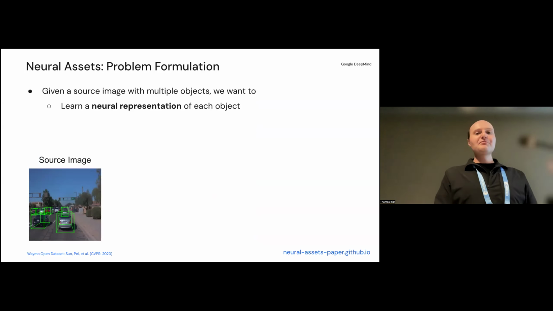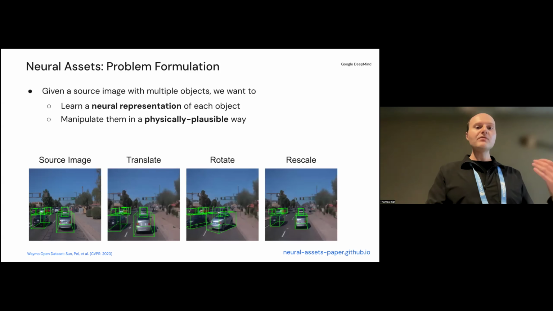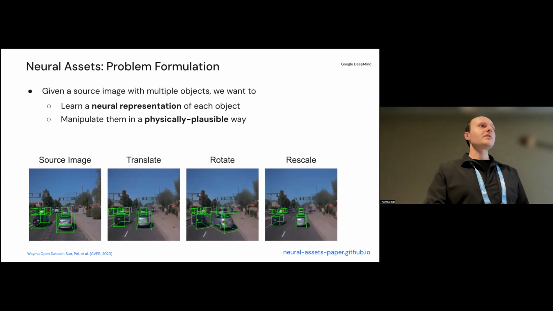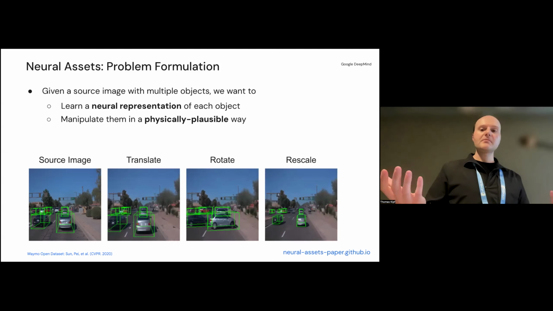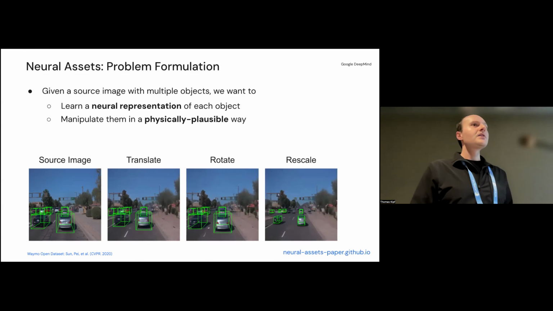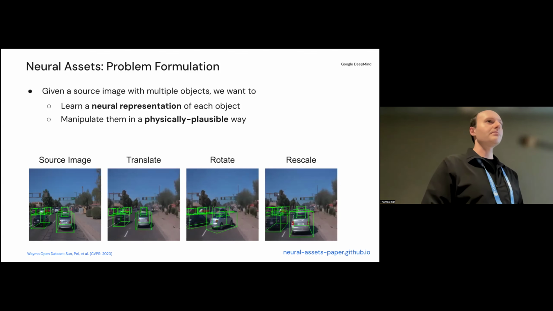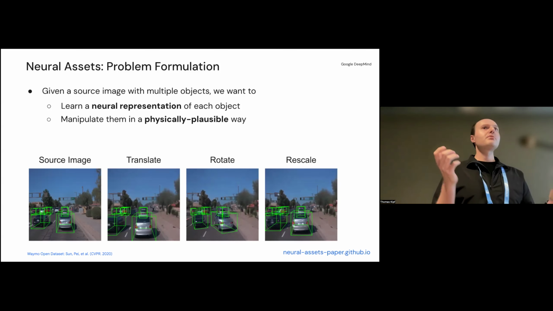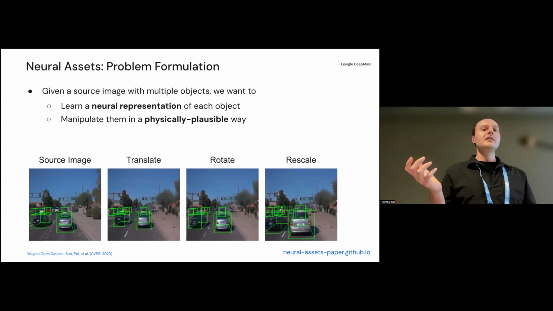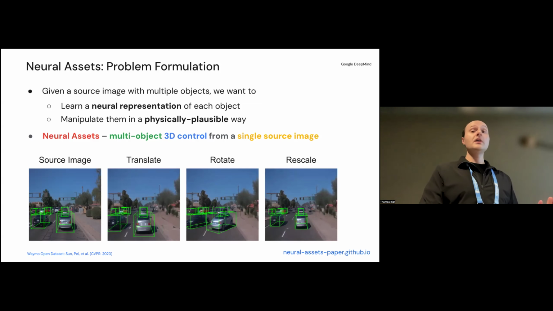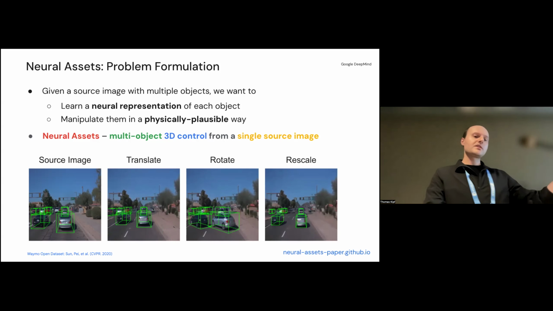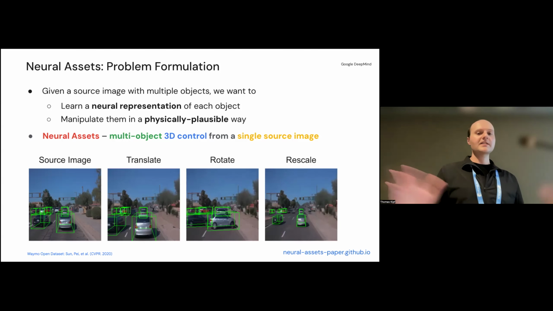Given a source image with multiple objects, we want to learn a neural representation of each object, and we want to manipulate them in a physically plausible way. So we want to translate these objects, we want to rotate them, we, for example, want to rescale them. And you can do that all on a per-object basis. Here, it's all objects simultaneously, but that's just for visualization purposes. And the idea is really to bring controls that you might know from computer graphics software natively into these generative models. And so neural assets are really multi-object 3D control from a single source image. So you start from the source image and then you can control every single thing in there. That's the ultimate goal.